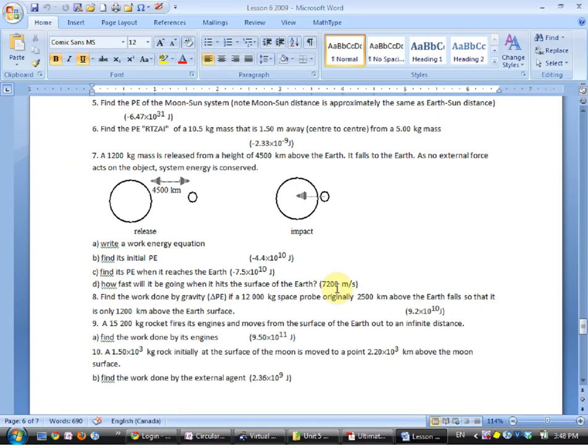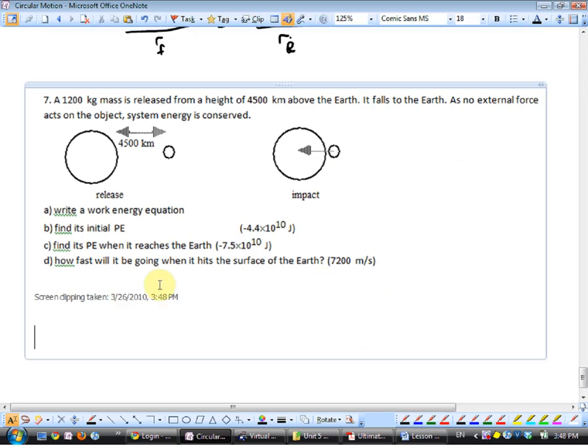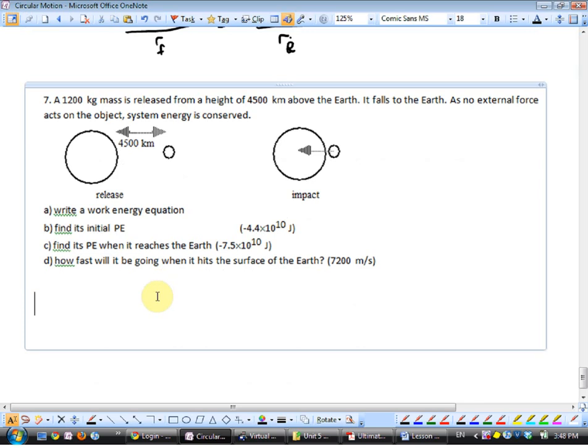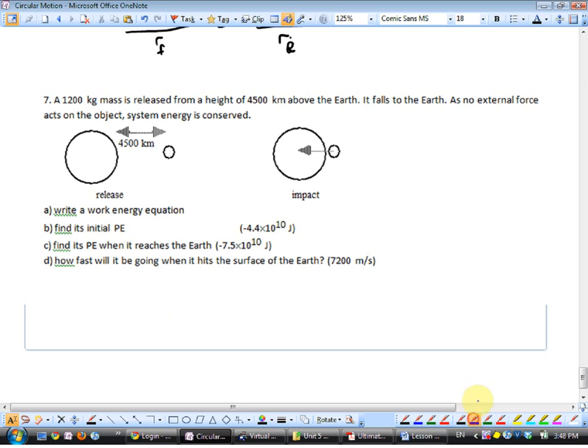So what if you let go of that rocket? Well, in this case, we have a similar question. We have a 1,200 kilogram mass, and it's released from a height of 4,500 kilometers above the Earth. I think this is 4.5 times 10 to the 6th meters. Oh, above, so I'll have to add the radius of the Earth. It falls to the Earth.